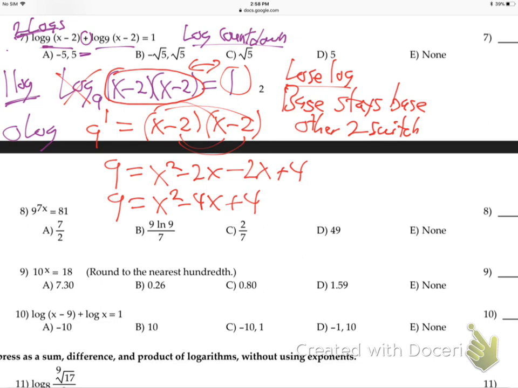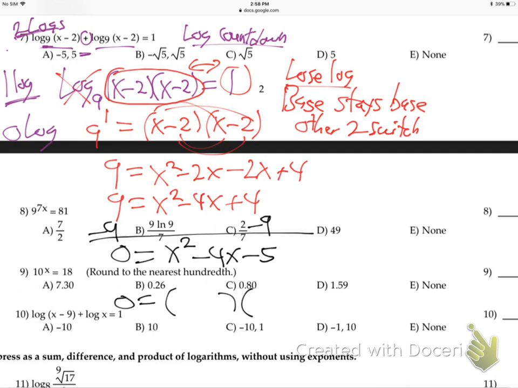What do you do with that thing? Got to get a 0. We're going to try to solve that. So subtract 9, right? Whenever we see x squared, got to get a 0, don't we? So subtract 9 from both sides. Like that. Factor it.